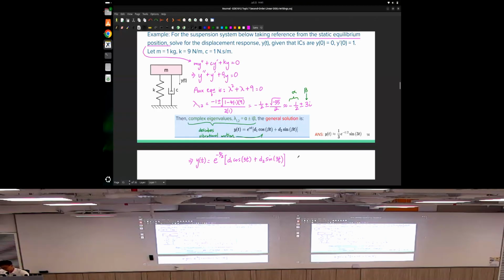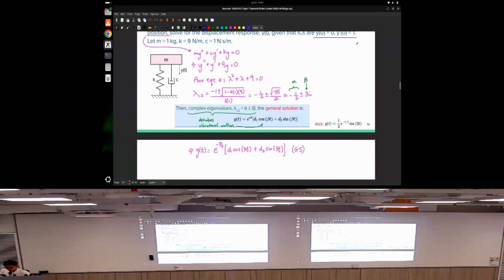And you probably know what comes next. Because you need to solve for d1 and d2 if initial conditions are given, and they are. Okay, your initial conditions have been given. You see? y(0) equals 0, y'(0) equals 1. So apply initial conditions. You will apply the y(0) one first, y at t equals 0. So that will give you e to the 0. Then you only have d1, because this is d1 times 1, right?